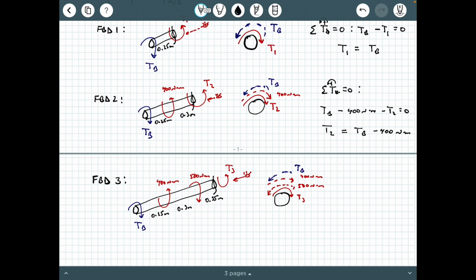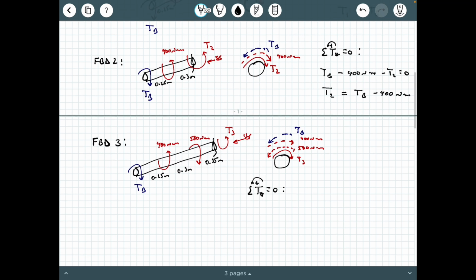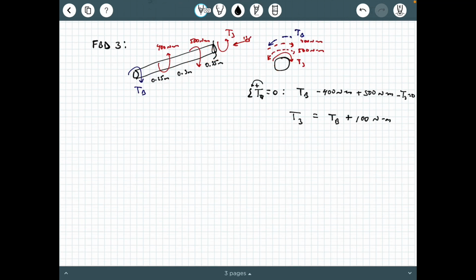And so what we do then is we're going to say sum of the torques equals 0, counterclockwise positive. There's my eyeball, and I'm going to have TB minus 400 Newton meters plus 500 Newton meters minus T3 equals 0. And so do a little bit of rearranging. We solve for T3, and we're going to get TB plus 100 Newton meters.